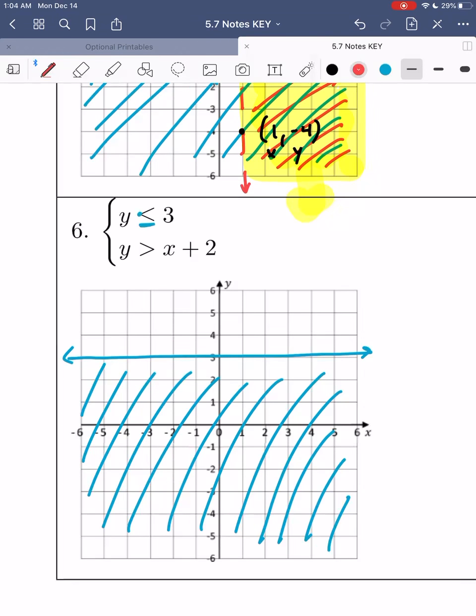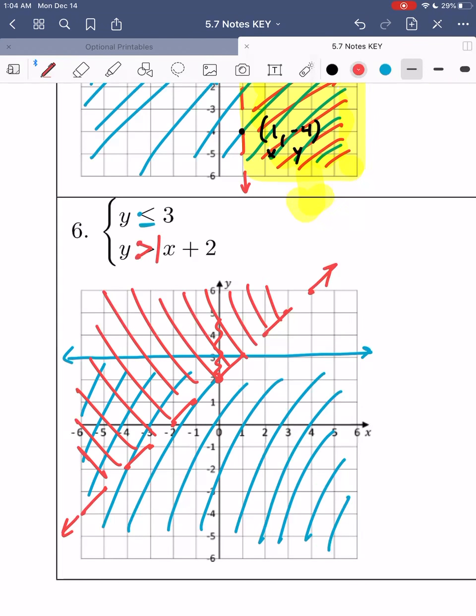And then I have y greater than x plus 2. So I have my plus 2 y-intercept. My slope is 1. So I'm going to go up 1 over 1. And this is going to be a dashed line because it's just greater than. And we should be shading above because the big side is open next to the y. So shading above right here.